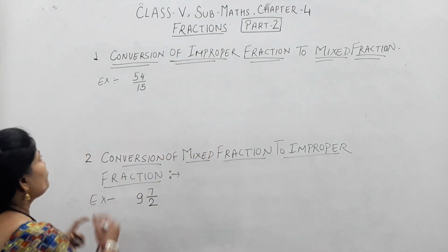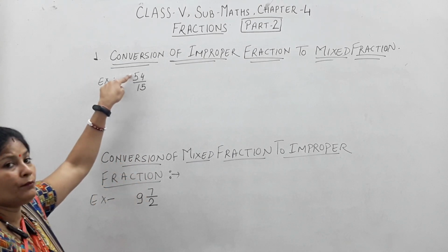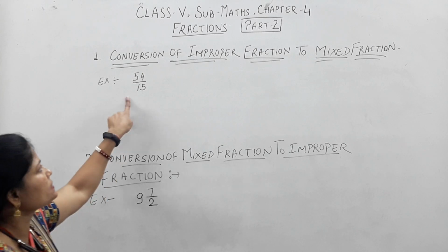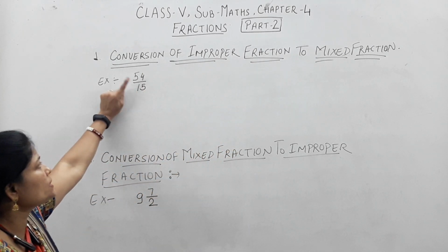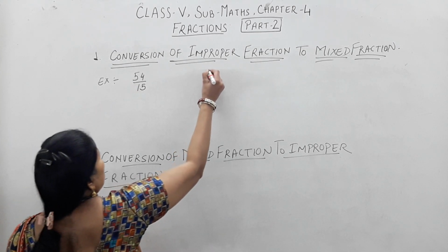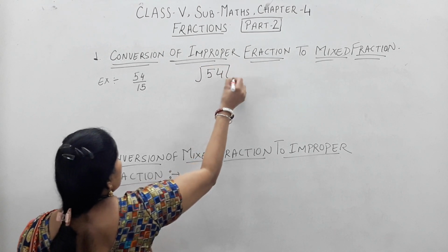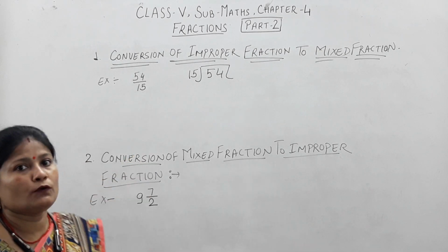See children, 54 upon 15. Because the numerator is greater and the denominator is less, we can say that this is an improper fraction. Now I know that 54 is greater, so 54 is divided by 15. So what will we do? We will divide 54 by 15. Okay students? Now we will speak out the table of 15.